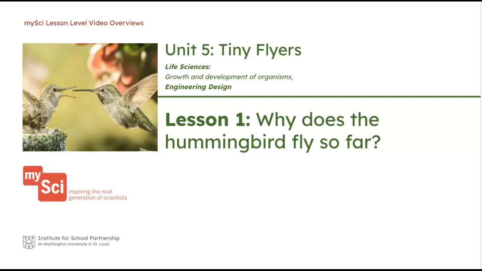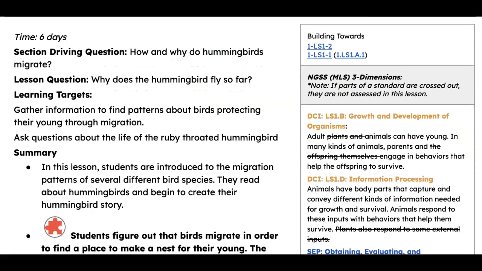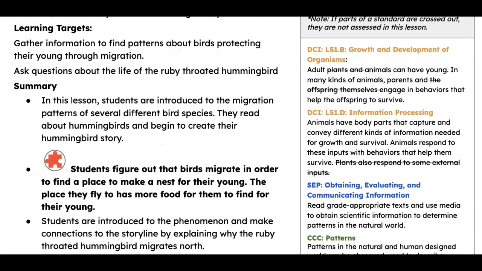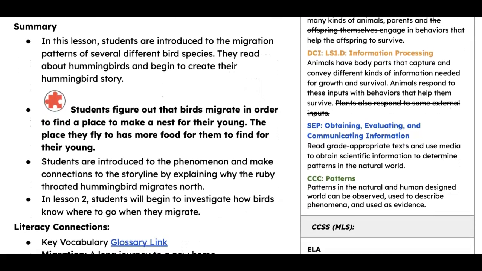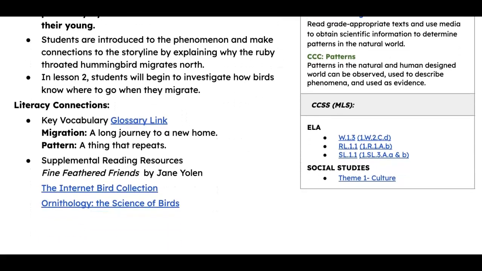Students figure out that birds migrate in order to find a place to make a nest for their young. The place they fly to has more food for them to find for their young. Students are introduced to the phenomenon and make connections to the storyline by explaining why the ruby-throated hummingbird migrates north. There are several opportunities for ELA and social studies cross-curricular connections throughout the lesson. You can look for specific standard connections in the Unit 5 Teacher Guide. This lesson will take approximately 6 days to complete.